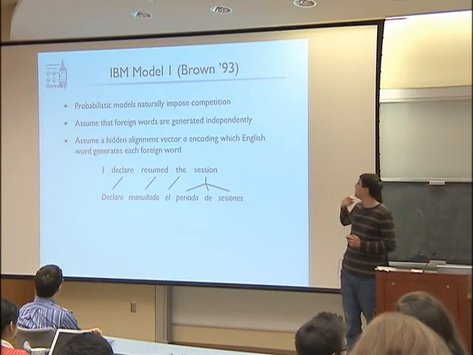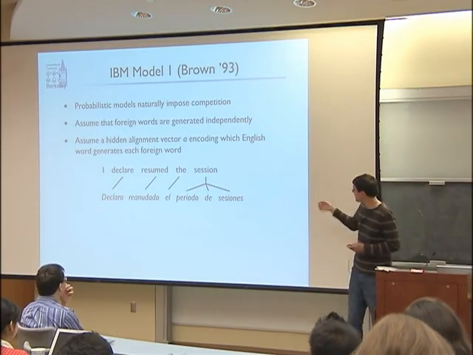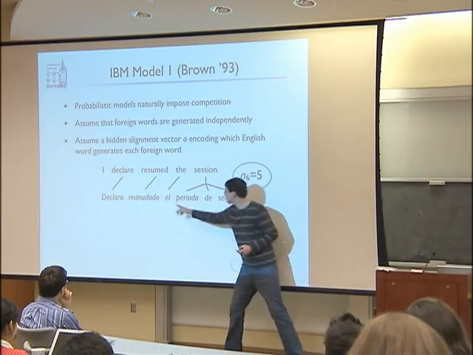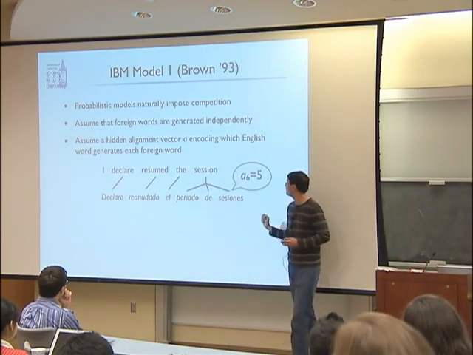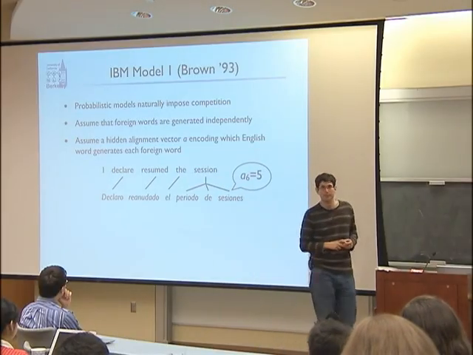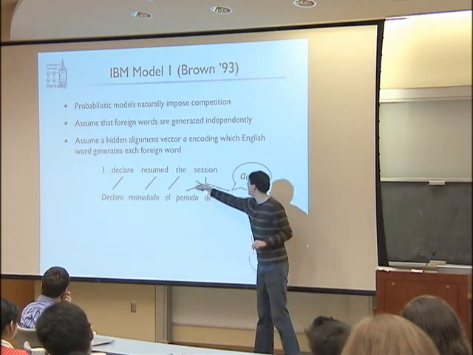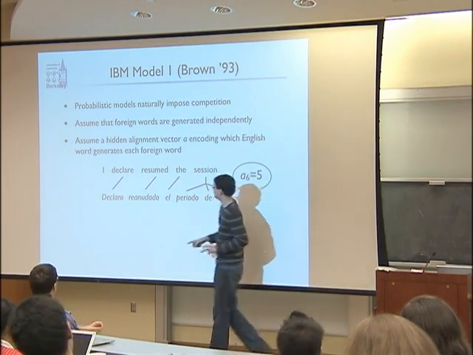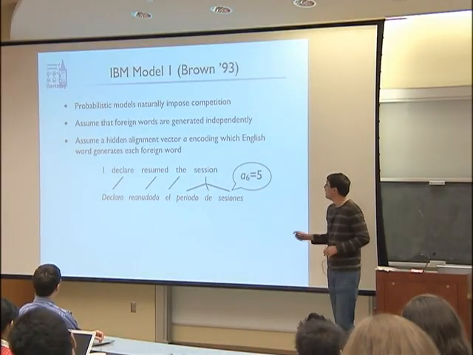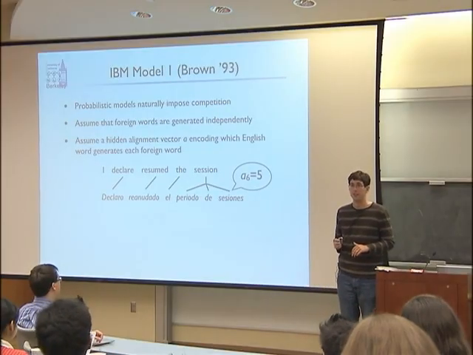And the big trick with an IBM model is to say that there's some hidden alignment vector that encodes for each position what it aligns to. The alignment vector has 6 elements, 1 for each position in the foreign, and its value is what position in the English it aligns to. So this structure that I've drawn can be encoded as saying A1 is 2, and so on, A6 is 5. And this alignment structure is hidden. That's the thing we want to discover with our probabilistic model.